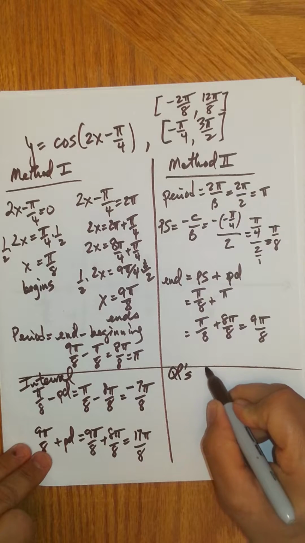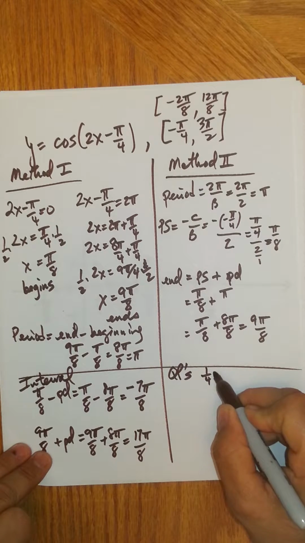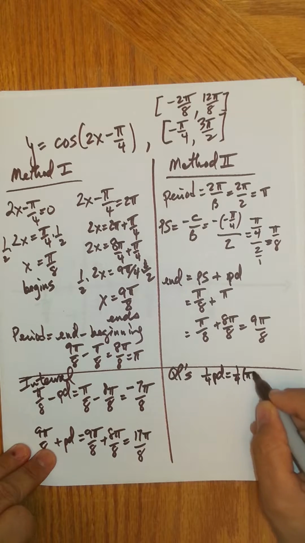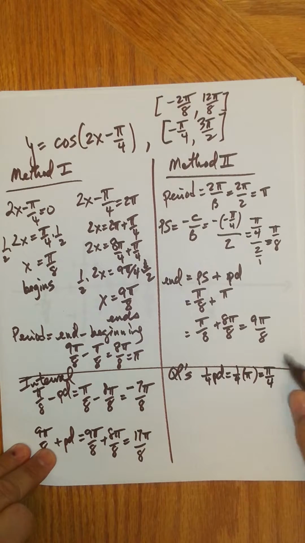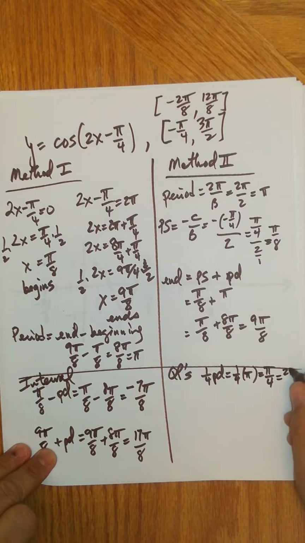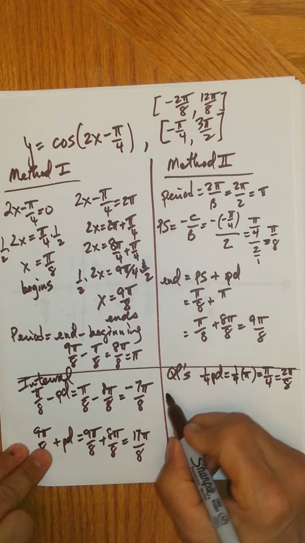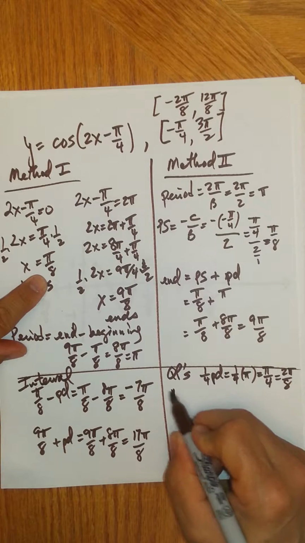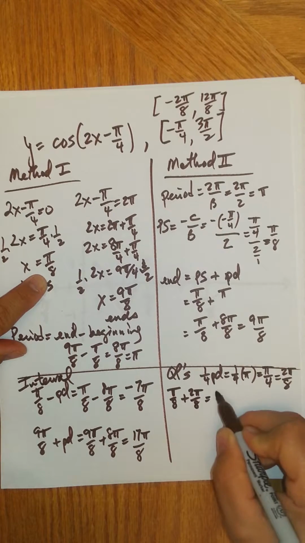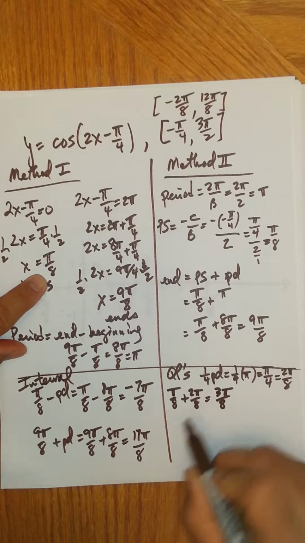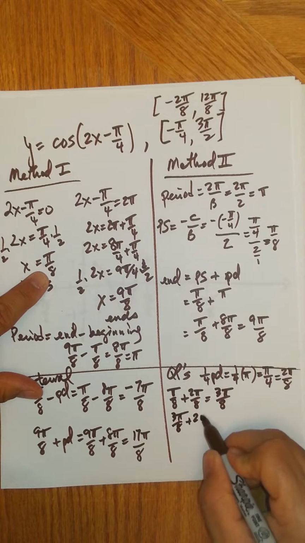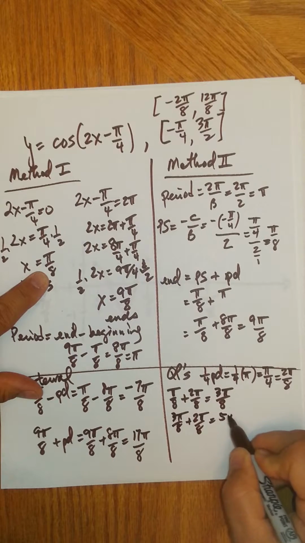All right. I want 1/4 of the period, which is 1/4 of pi, which is pi over 4. Let me go ahead and make that 8s because I know I'm working with 8s. So that's 2 pi over 8. So I'm starting at pi over 8, and I add 2 pi over 8 to get 3 pi over 8. That's my first quarter point after I begin. Then I take 3 pi over 8, and I add 2 pi over 8. I get 5 pi over 8.